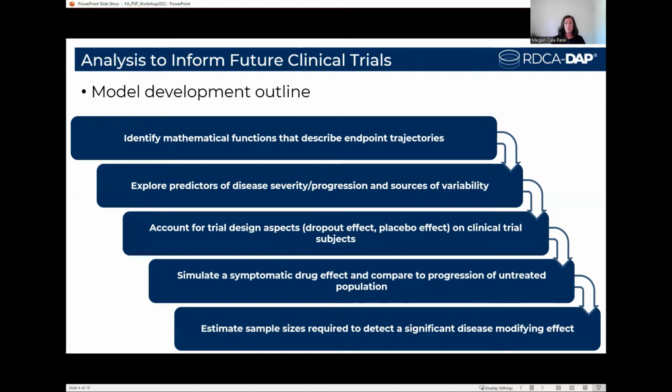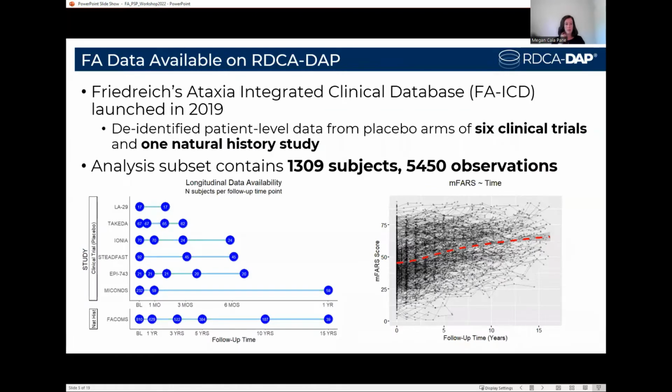And then we can simulate a symptomatic drug effect and use the model to estimate the sample size that would be required to detect a significant effect. And in a scenario where we have several contending models, we could also use that sample size as a quantitative metric to compare competing models or endpoints. So to put some of this into context, I'm going to relate it to a case study in Friedreich's ataxia, which is a rare genetic neurodegenerative disease.